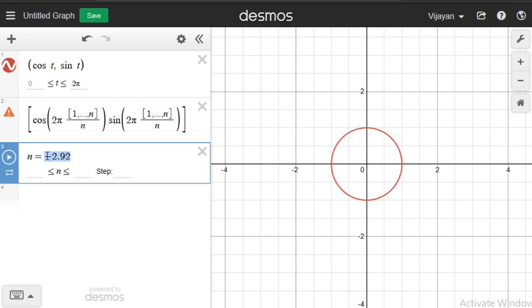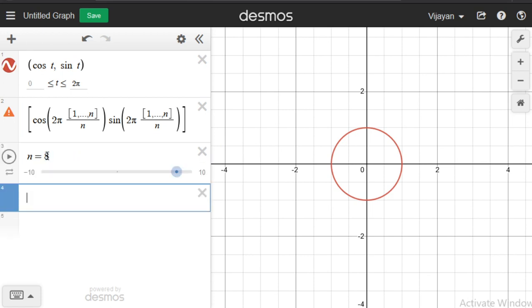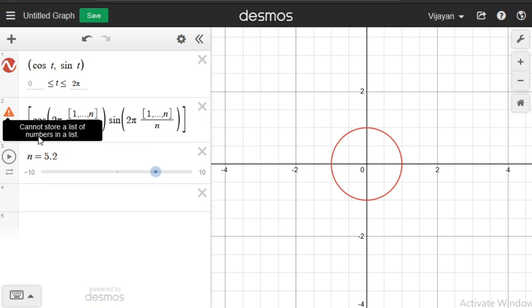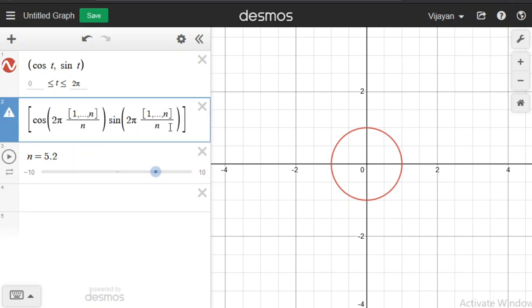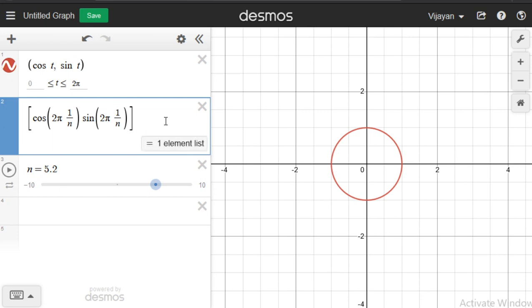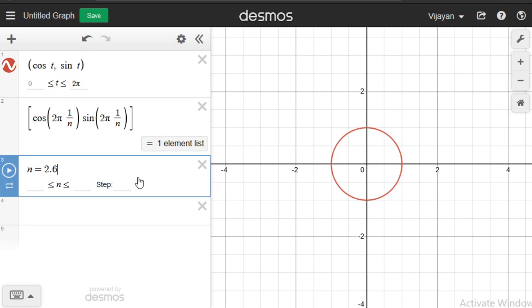Suppose n equal to 8 if I set. Nothing is happening. Wait, there is a problem. It is saying that it cannot store a list of numbers in a list. Let me take some other values. This kind of troubleshooting has to be done, this is also a part. So let's see. No, this is not happening. I don't know, I have to check what is happening with this. Maybe in the next videos I will explain all these things.